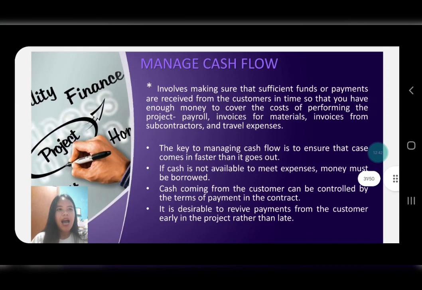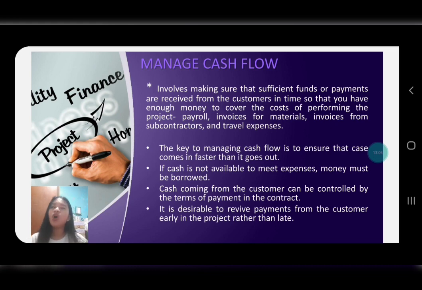My next discussion is all about managing cash flow. It involves making sure that sufficient funds or payments are received from the customers in time, so that you have enough money to cover the cost of performing the project: payroll, invoices for materials, invoices from subcontractors, and travel expenses.